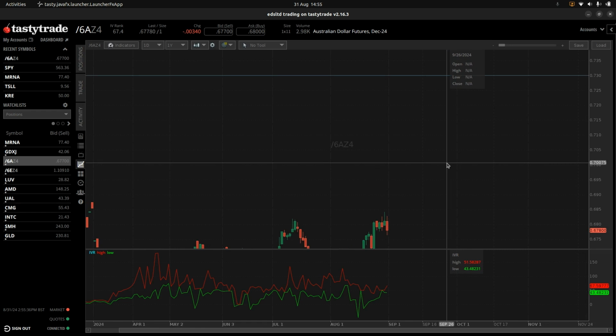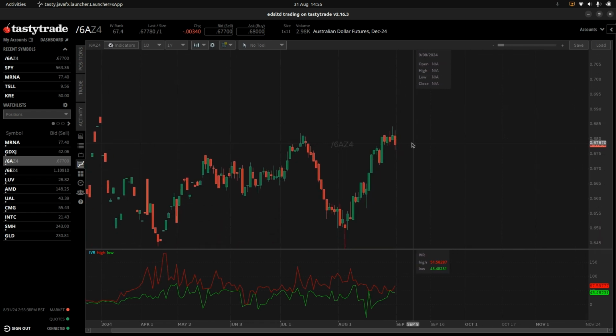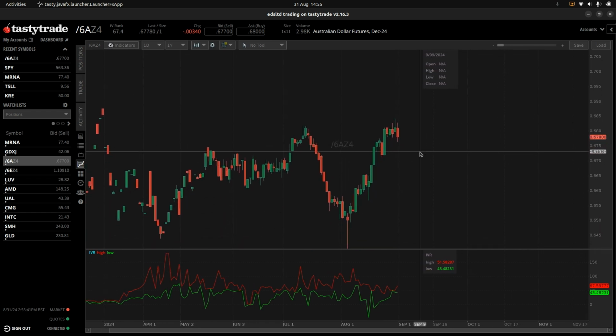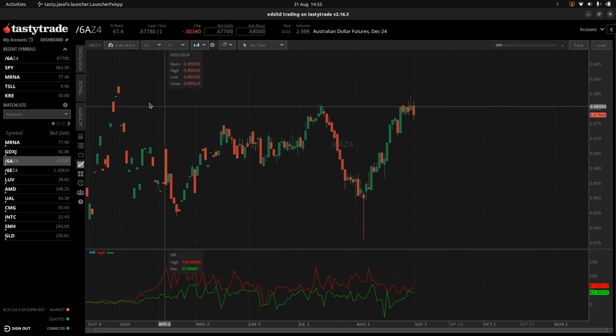And in most cases, what you'll find when it comes to managing your positions is that you just need to give it more time. There are some times where you will need to make adjustments, but most of the time, it's just a case of being patient. And that's exactly what we're going to do here with this position.